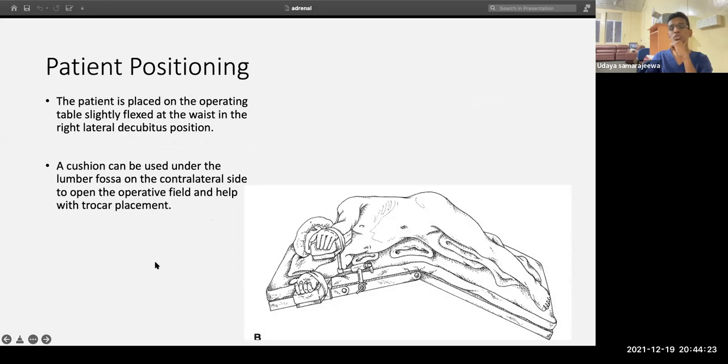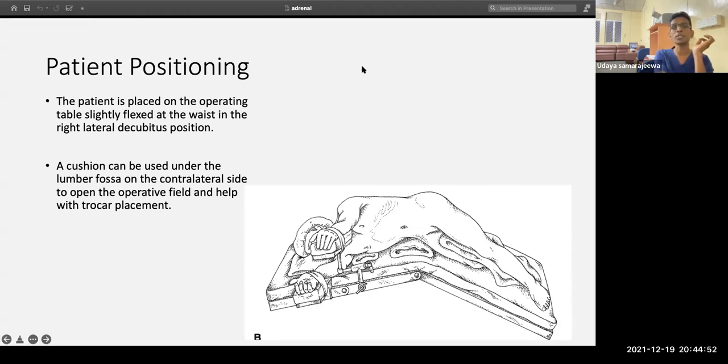We go to patient positioning. This is positioning the patient for a left adrenal in the transabdominal technique. The patient is placed on the operative table, which is slightly flexed at the waist, in the right lateral decubitus position. And it's really important for you, especially the operating surgeon, to get involved in positioning, because ultimately you are the one who's going to be affected by poor positioning.